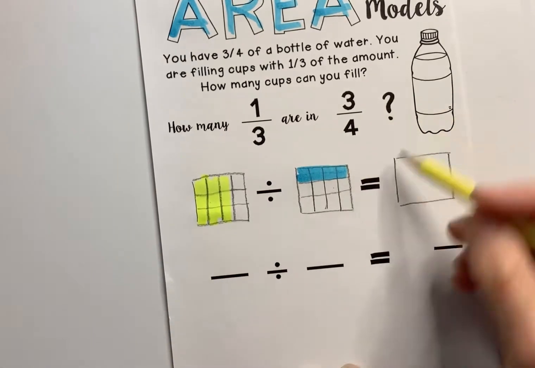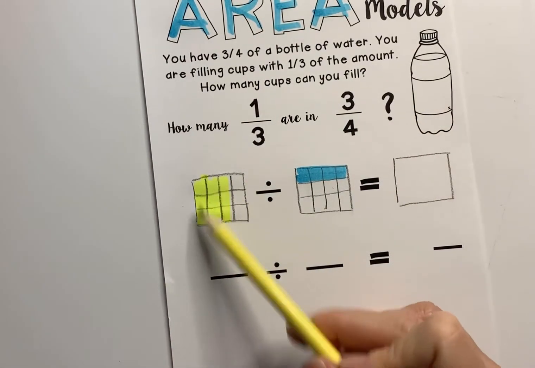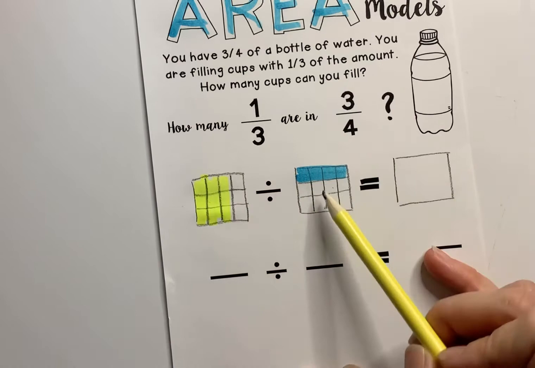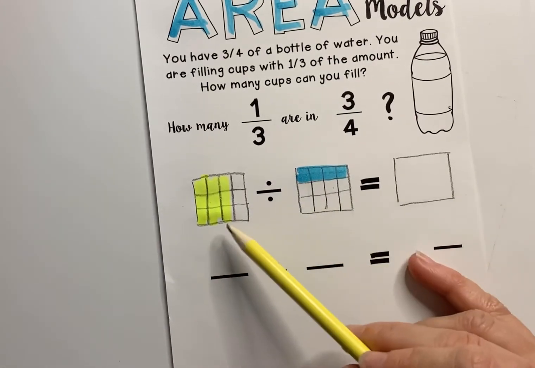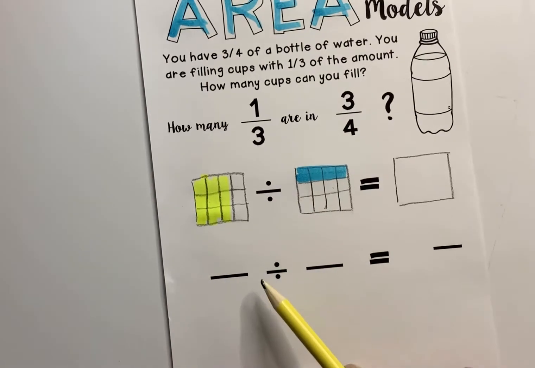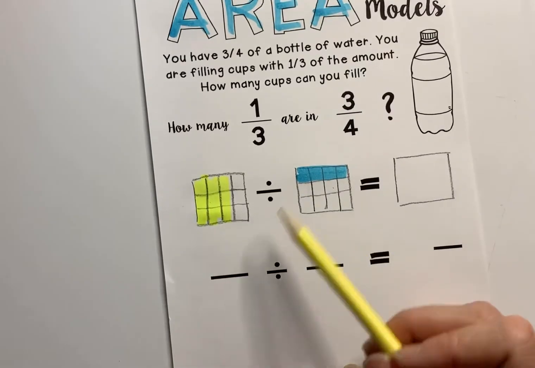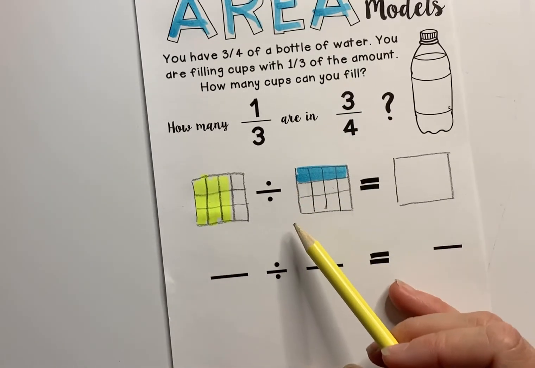All right, so how many pieces do I have here now? Well, I have 3 by 4, so I have 12 pieces. How many pieces do I have here now total? Also 12. What I've done here is I have found a common denominator. So common denominator of 12.